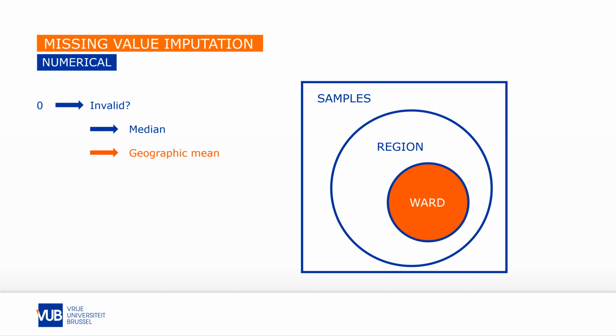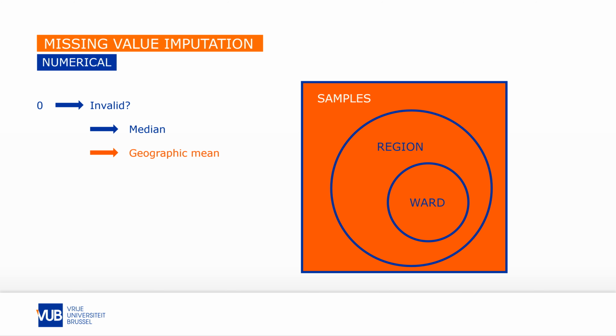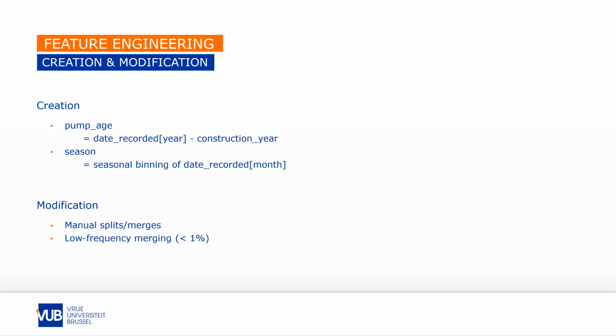So first we only looked at samples inside the same ward to compute the mean for that missing value. If we did not find it in the ward, then we looked at the region for computing the mean. And only as a last resort, we computed the global mean using all samples for imputing that missing value. We also created two new features: pump age, the age of the pump, since this could possibly have an influence on functionality, and season, which uses seasonal binning on the recording date, since it seems plausible that dry seasons can be more problematic in terms of functionality.